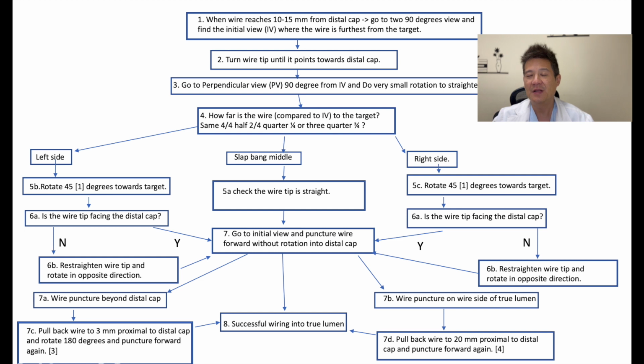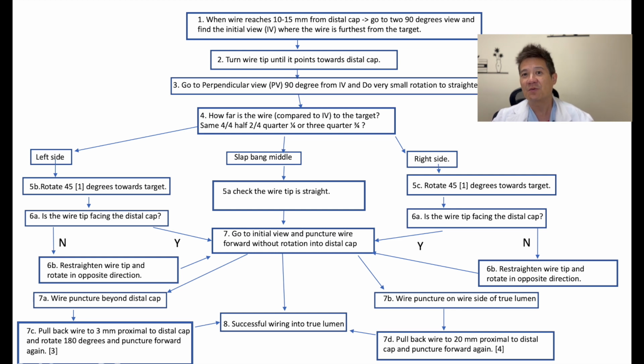Now, sometimes we're lucky, we turn to the PV view and the wire is slap bang in the middle of the vessel, in which case it's easy because now we're right in the middle. Once we straighten the wire tip, we just go back to the initial view and we try to puncture the distal cap by pushing the wire forward because it's already facing in the right direction.